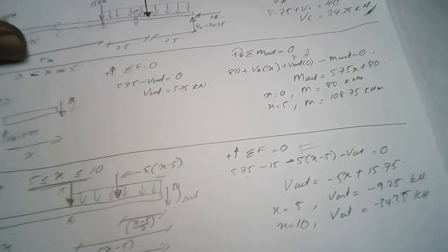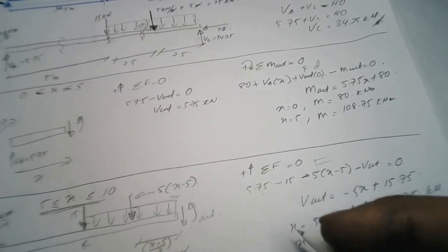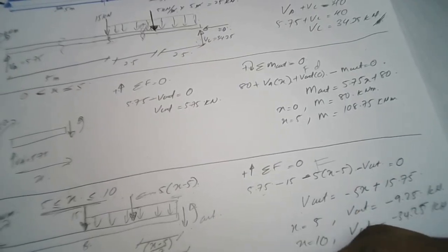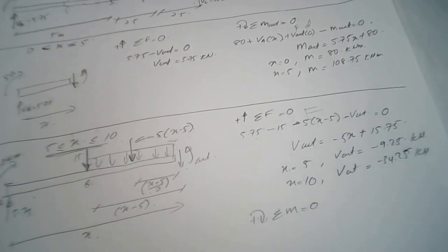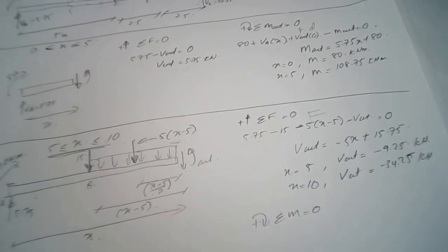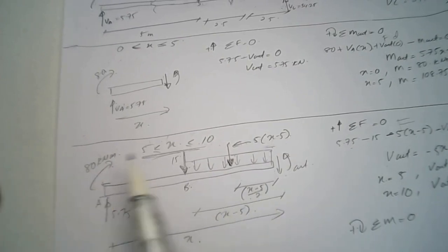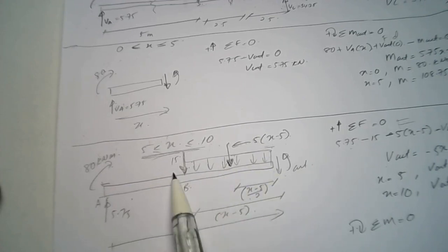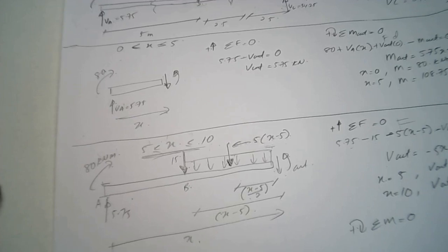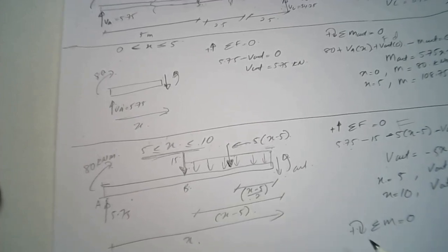For the last step, we have a summation of M. The summation of M equal to 0. Clockwise is positive. How many moments do we have here? We have 2 moments, and 4 forces which will develop a moment. So that means we have 6 moments to sum up equal to 0.